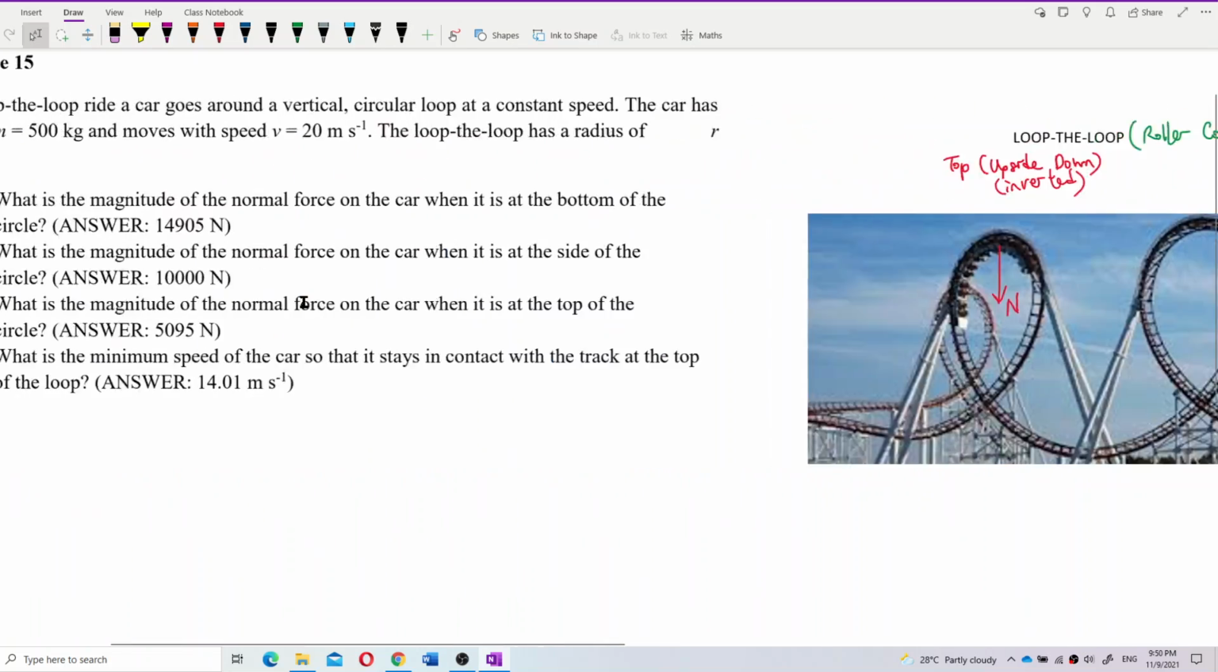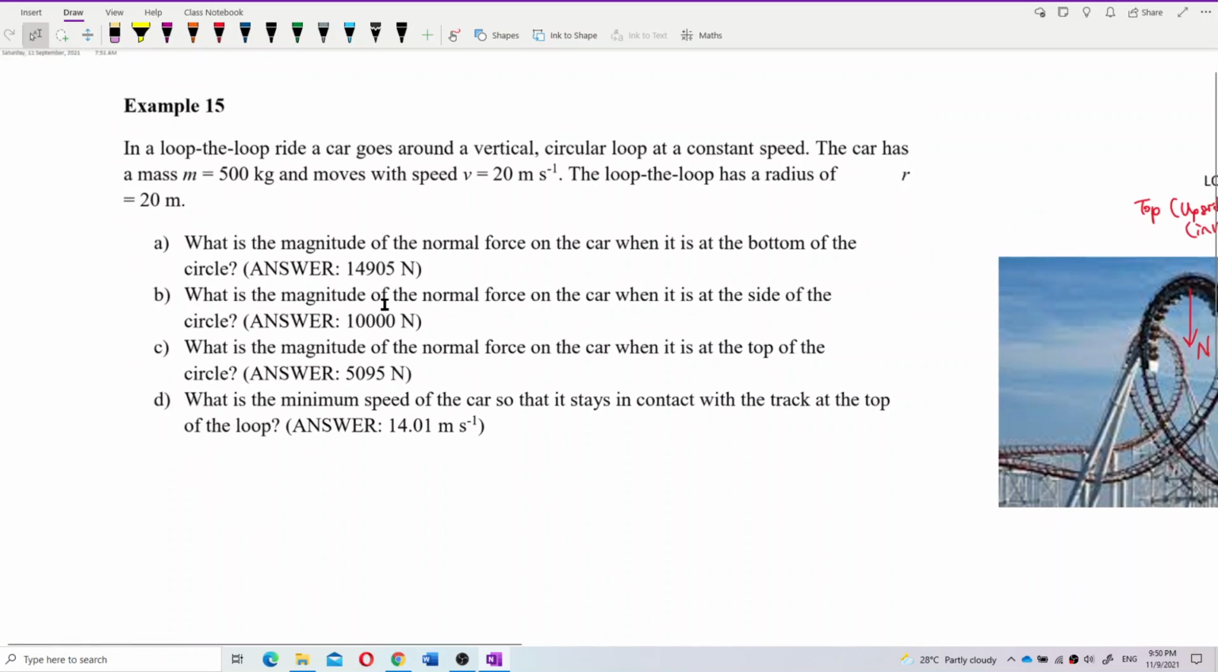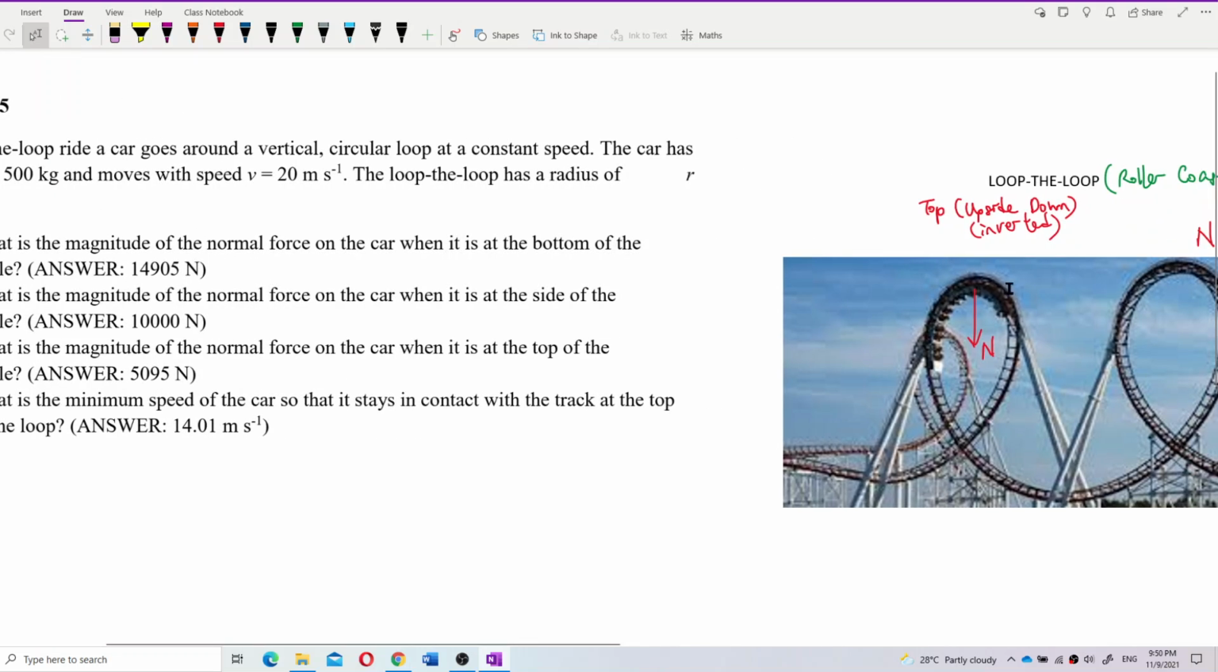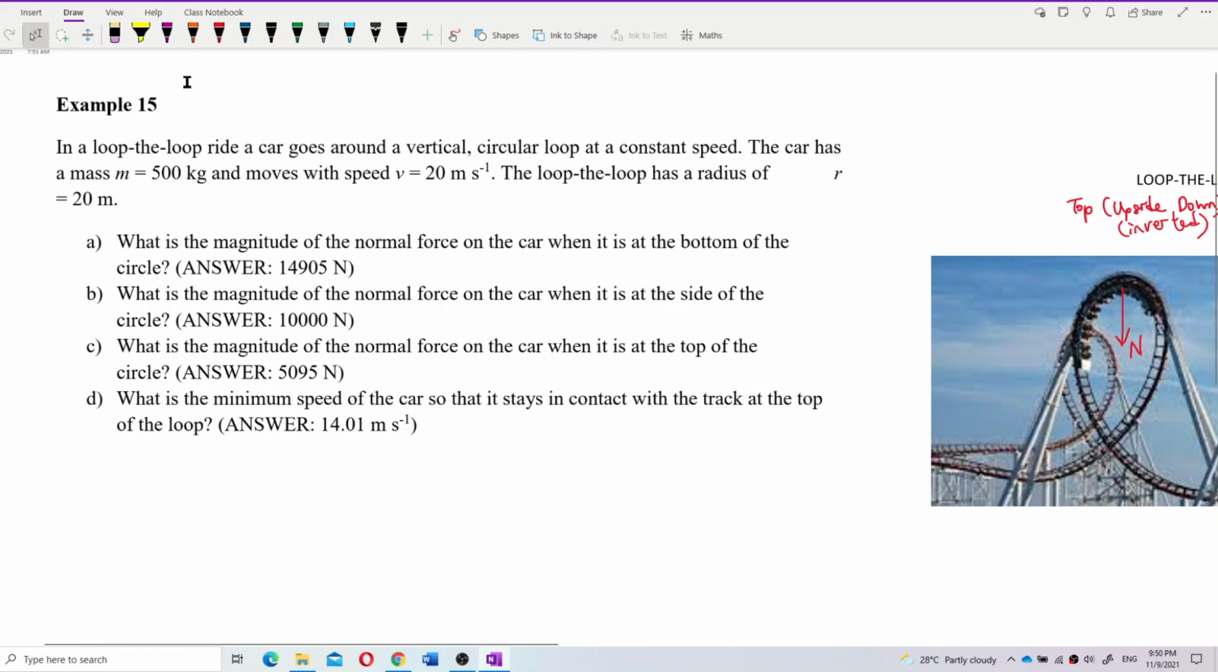So now let's go back to the question here. This is the loop, and the normal force is downward at the top. The car goes around a vertical circular loop at constant speed. The car has a mass, a speed, and a radius, all given. Now let's do it one by one. Let's do question A. What is the magnitude of the normal force? It asks about the normal force on the car.